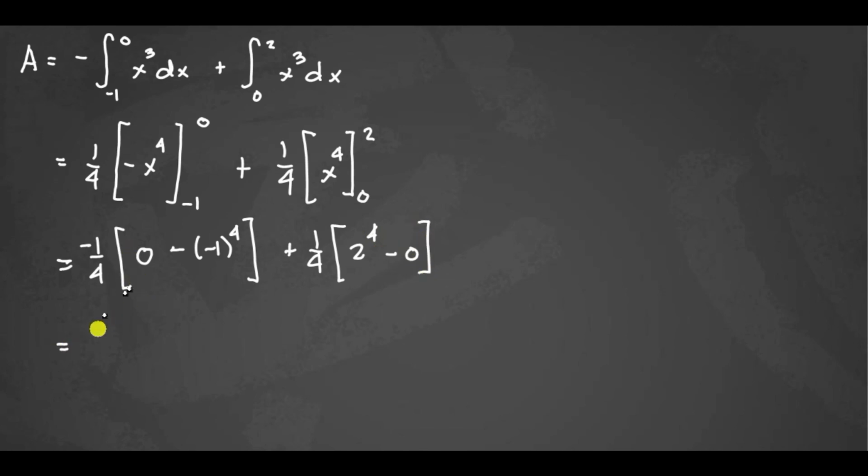Simplifying, we have negative 1/4 times 0 is 0. Negative 1 to the 4 becomes positive 1, times negative 1. Due to the negative 1/4 outside of the brace, we will have a positive 1/4, plus 2 to the 4 is 16, divided by 4 is 4. Applying the lowest common denominator of 4, there is 1 plus 16, in which our total area is equivalent to 17 over 4 square units.